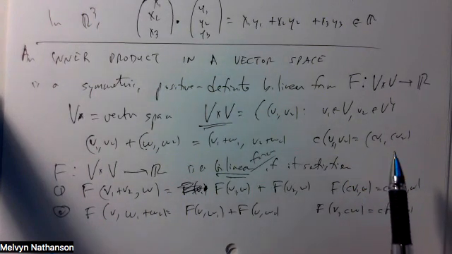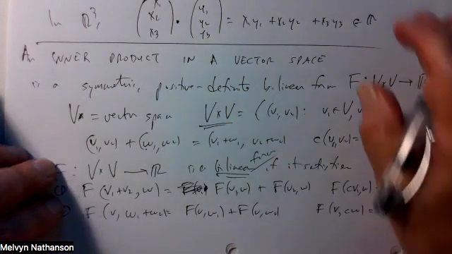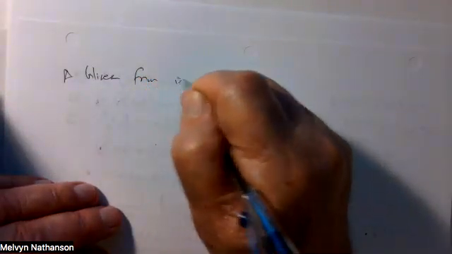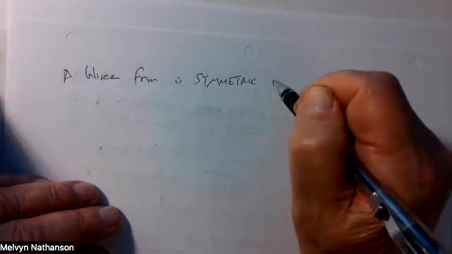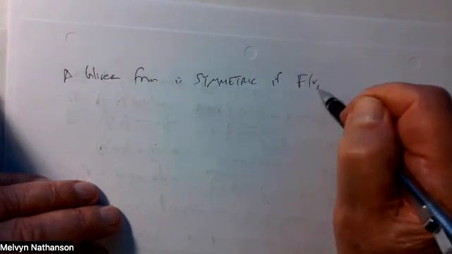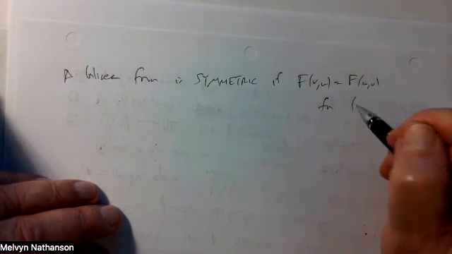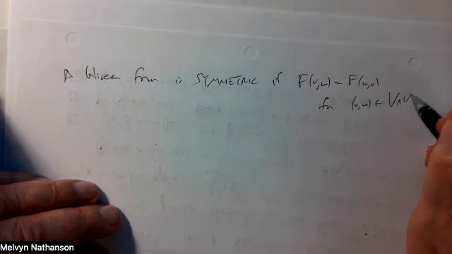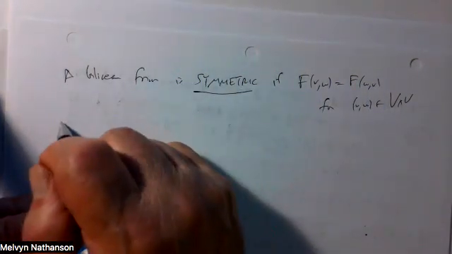If you hold one variable fixed, it's a linear transformation in the other variable. And a bilinear form is symmetric if f of V, W equals f of W, V for all V, W in V cross V. So it's like the variables can commute. That's what a symmetric bilinear form is.